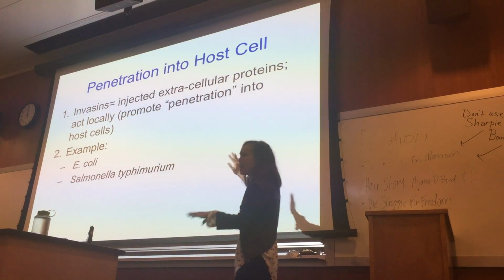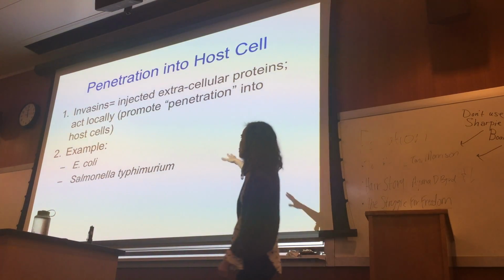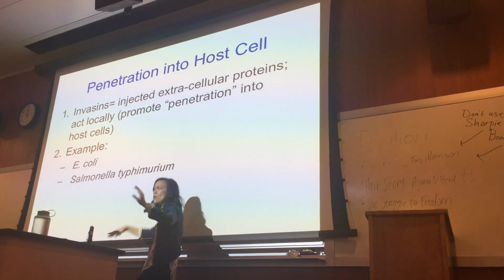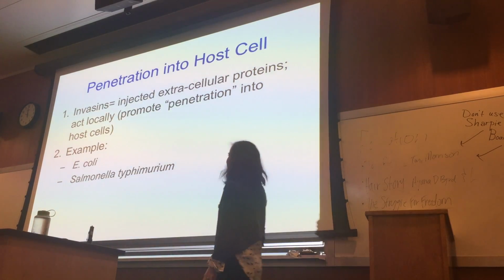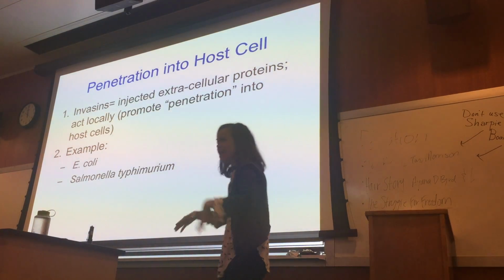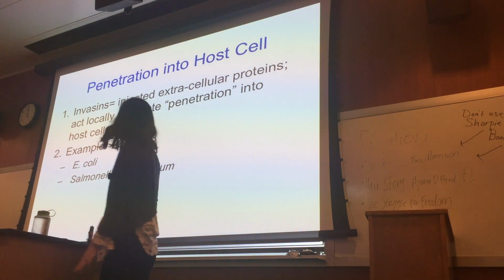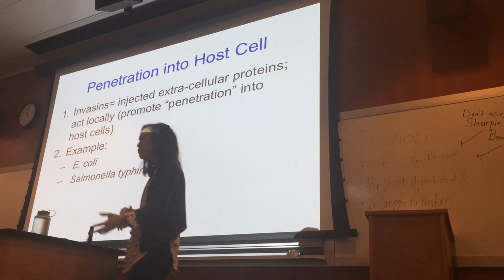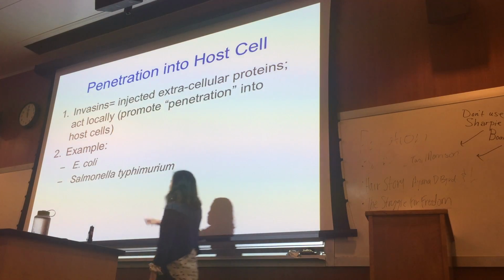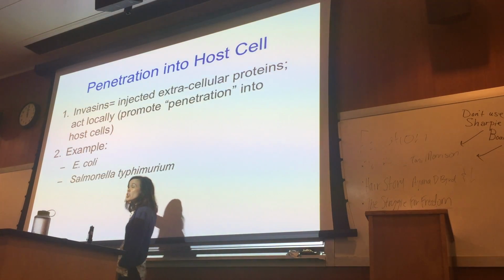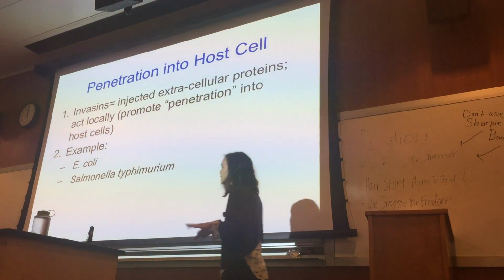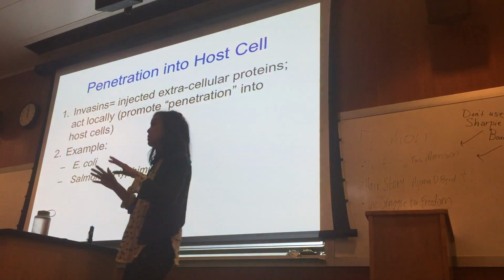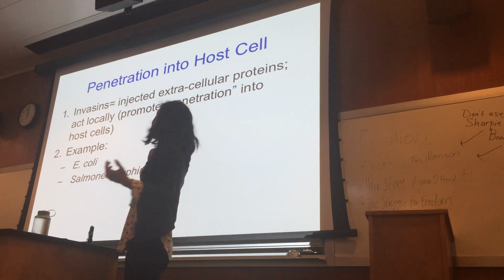And there's a lot of research focused on these invasins, because people are always trying to figure out how we can use them to make a vaccine or find some sort of preventative. Because salmonella and E. coli are two huge foodborne pathogens. They make millions of people sick every year.